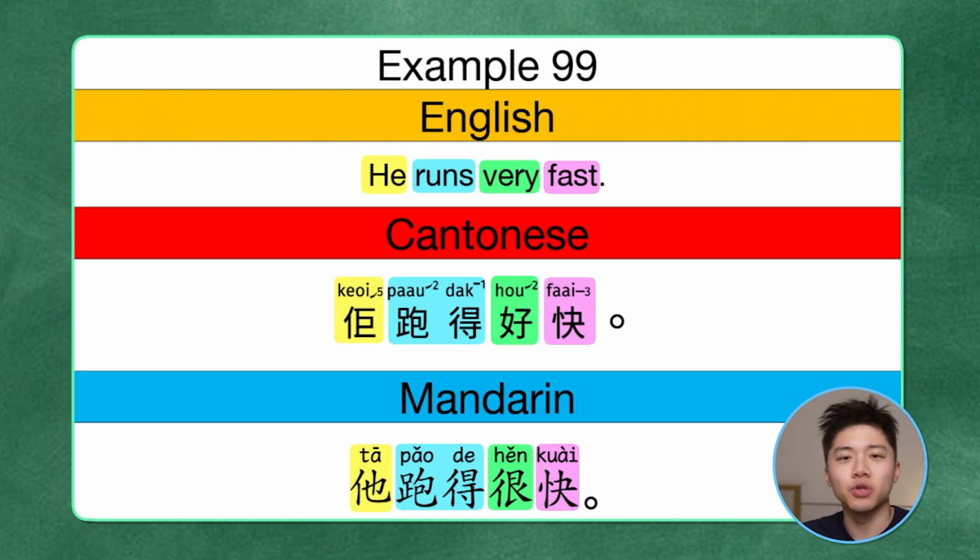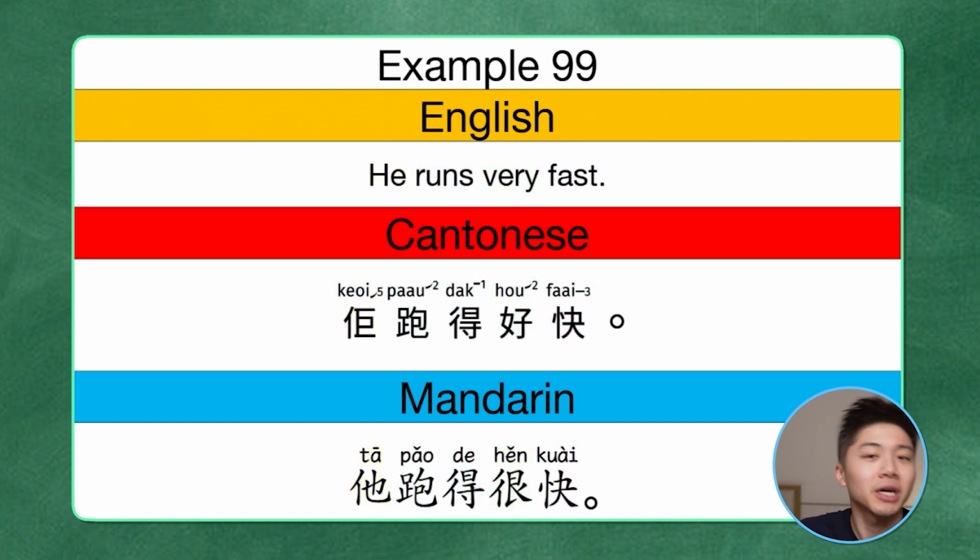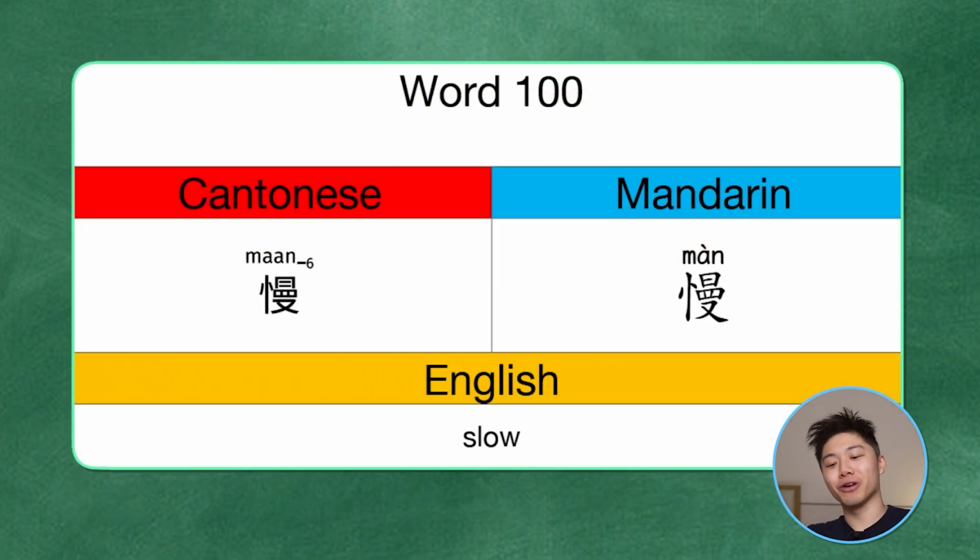If you don't know how it's used, we'll make a video in the future explaining that specific grammar concept, because that's a whole other video as well. If you do speak Cantonese already, you use it in the exact same way in Mandarin as you do in Cantonese, all the same. So remember 跑得, like that. And finally, word 100, slow.